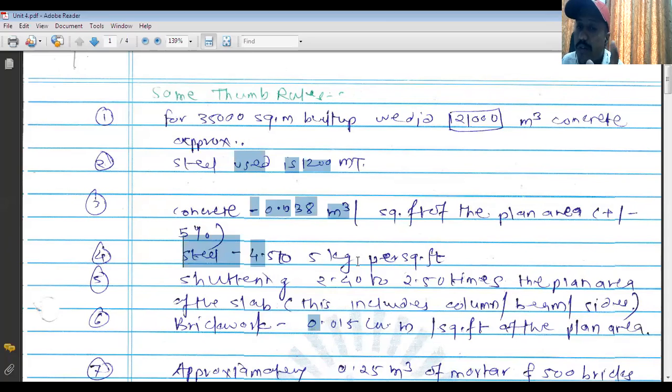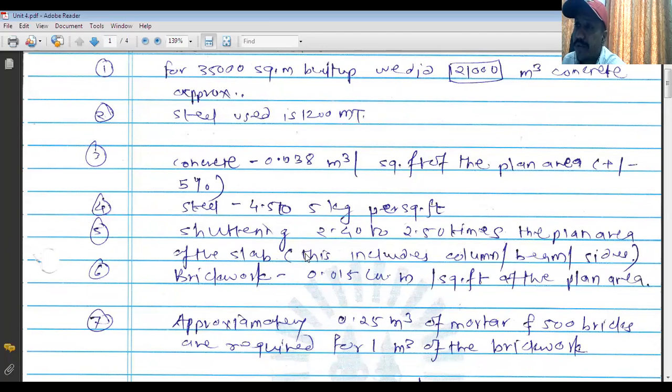Then we require around 4 to 5 kg of steel per square feet. Now again it will vary. For columns it varies, for beams or slabs it is going to vary. Those thumb rules, you know very well.